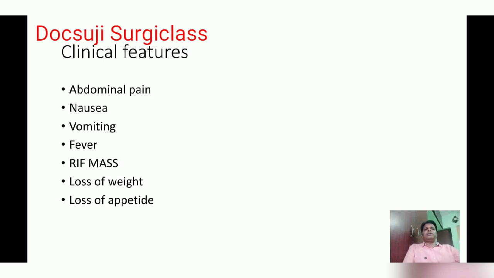In some cases the patient will complain of a mass, and you have to take a detailed history. Then followed by loss of weight and loss of appetite, which supports malignancy; you have to rule out malignancy. So these are all clinical features. You have to take a detailed history, followed by the abdominal examination.